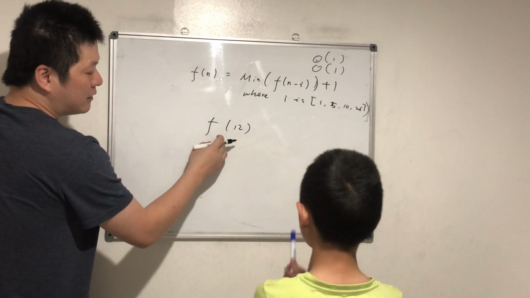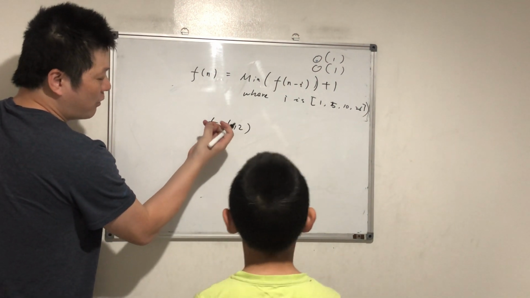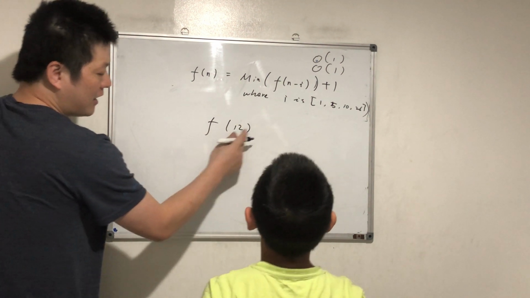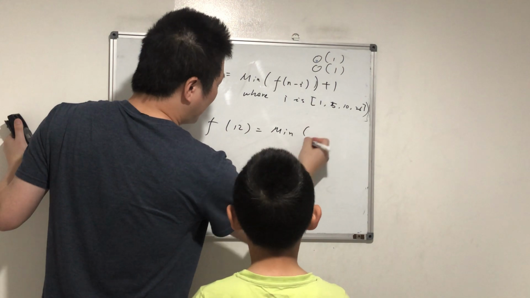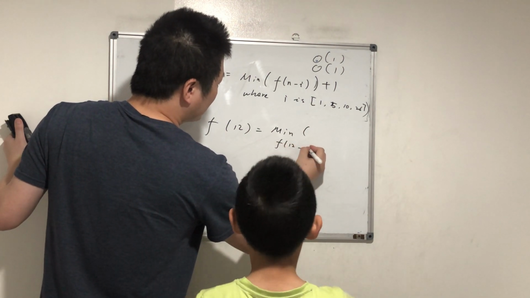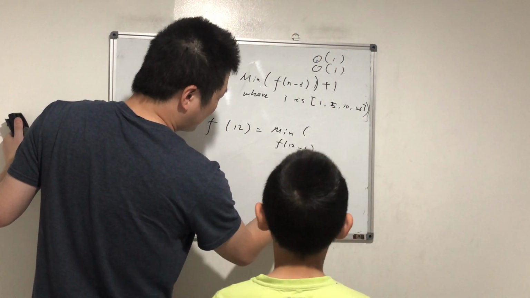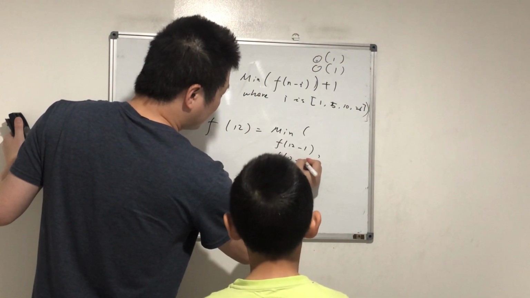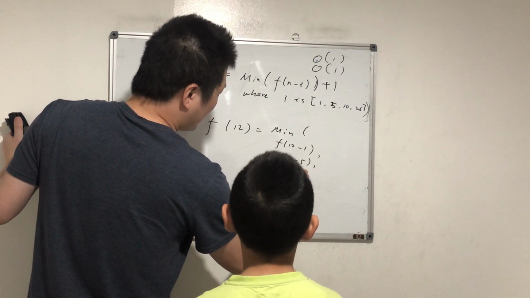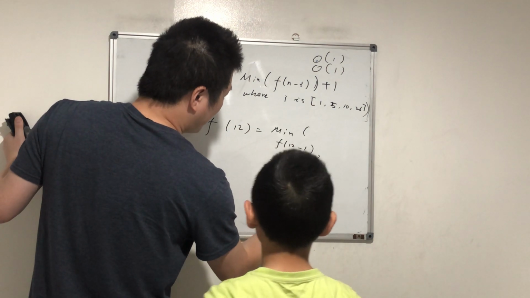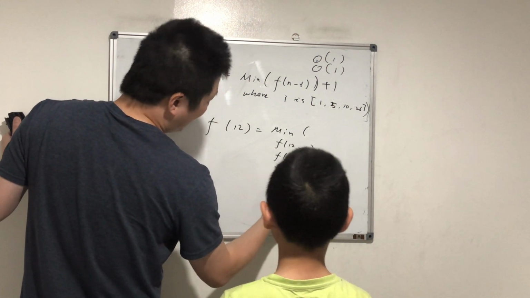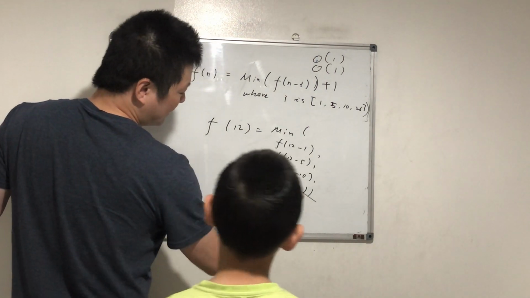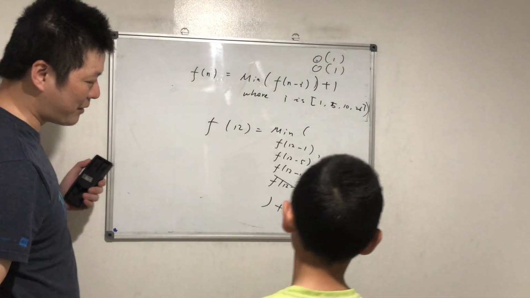The minimum number of coins to come up with 12 equals the min of all of these: F12 minus 1, F12 minus 5, F12 minus 10, and F12 minus 25. And then plus 1, right? Does it make sense?